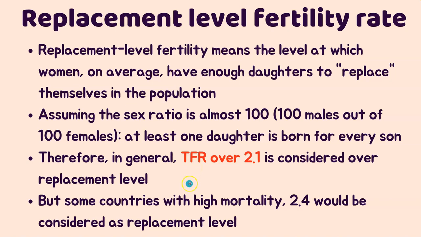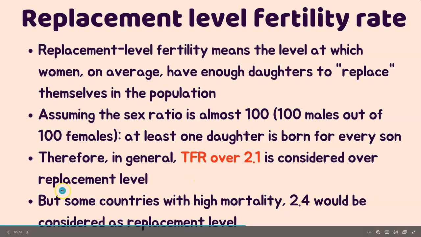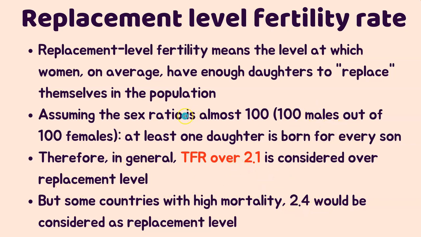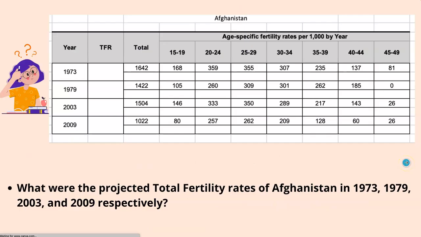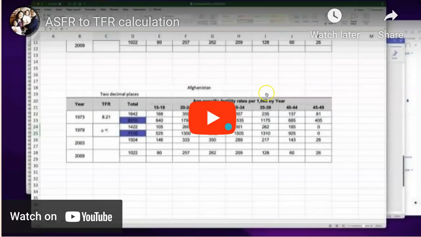But in some countries with high mortality, 2.4 would be considered the replacement level because more people are dying there. The sex ratio is even, and there are many assumptions. But if the fertility rate is lower than the replacement rate, there will be a big problem because there will be a decline of the population. This is also not included in the exam, but you may need to interpret the TFR. So this is the video.